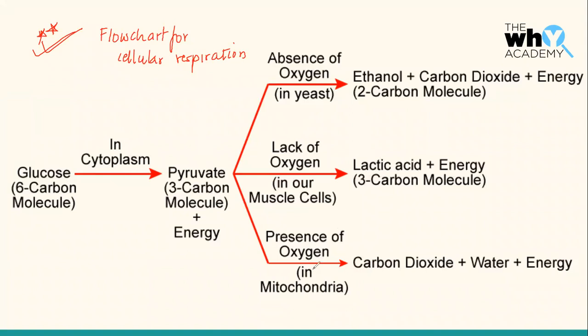All the questions which can be asked for cellular respiration are covered in this flowchart itself. Either they can ask you questions like what happens in the presence of oxygen. They'll give you conditions like, okay, there is enough oxygen. Then what happens? What end products do you get? What happens when there is lack of oxygen, or absence of oxygen? The questions can be like this.